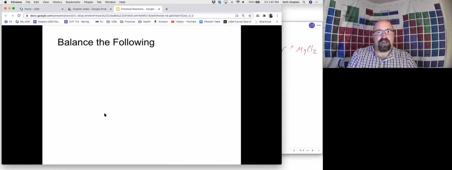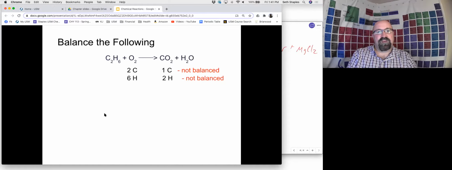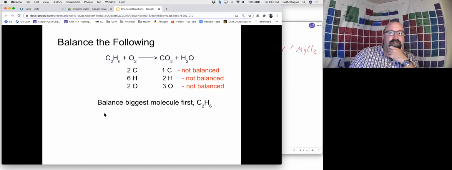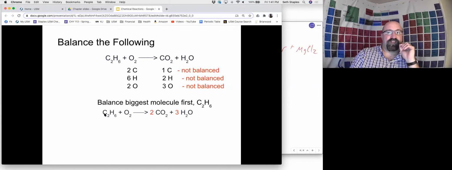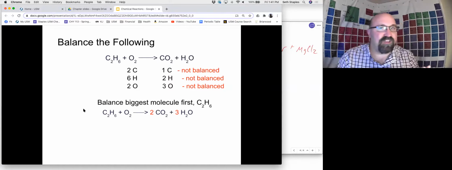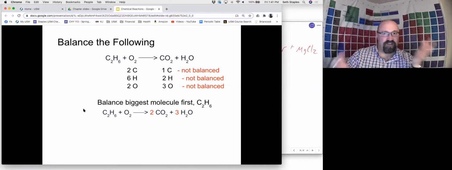Here's some practice. Sorry, that was the one that we just did. It's just a different approach. We're going to balance our biggest molecule first, our C2H6. So we're going to put our 2 and our 3 here, because that takes care of both our carbon and our hydrogen. Again, this is the same one that we just did. It's just a different way to look at it.